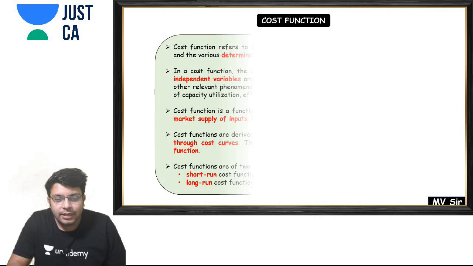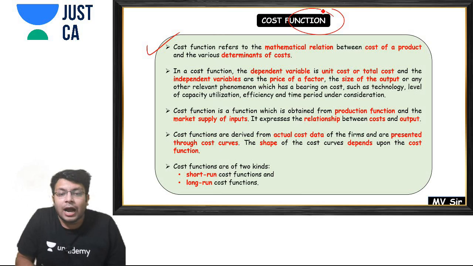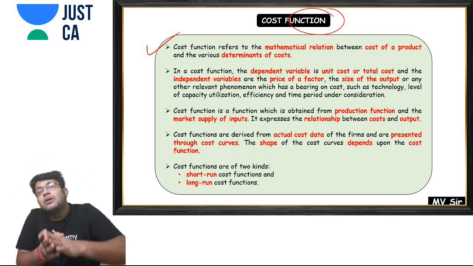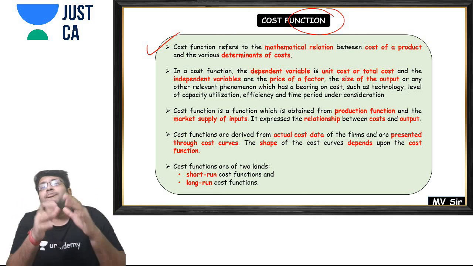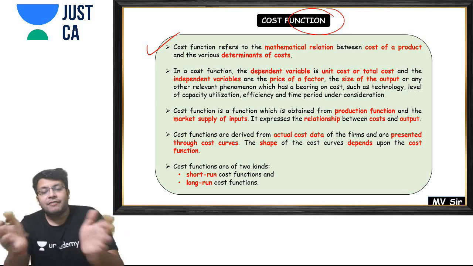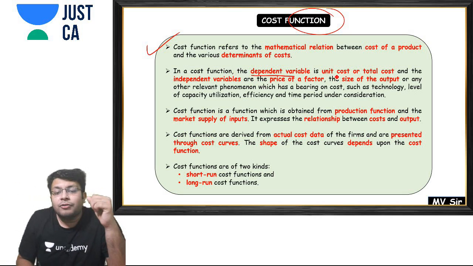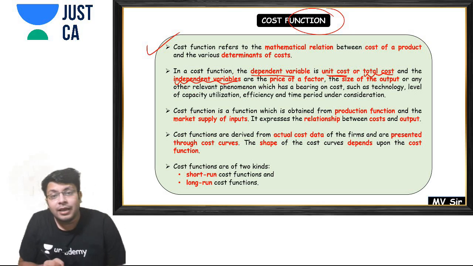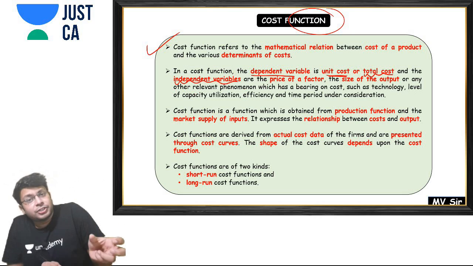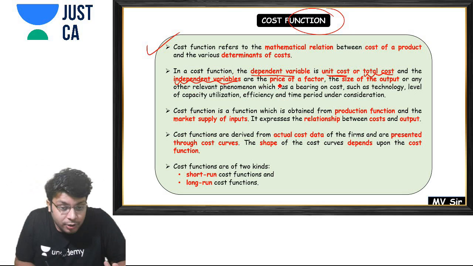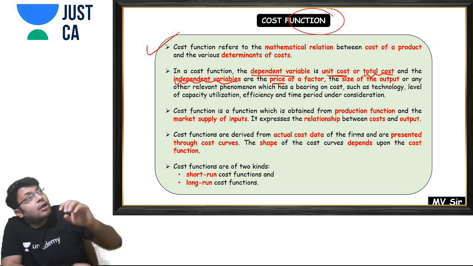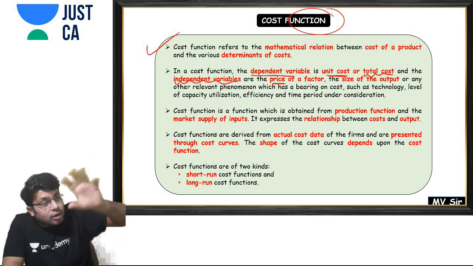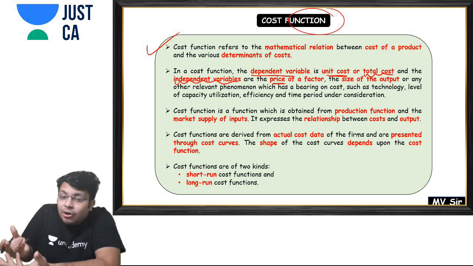Okay. Now next is cost function. I have told you what a function is. A function is a mathematical expression which tells you the relationship between independent variable and dependent variable. Here the dependent variable would be your unit cost or the total cost of production, and the independent variables would be the inputs which you are using and the prices of those inputs. So please understand, your total cost of production depends on the prices of the factors of production.